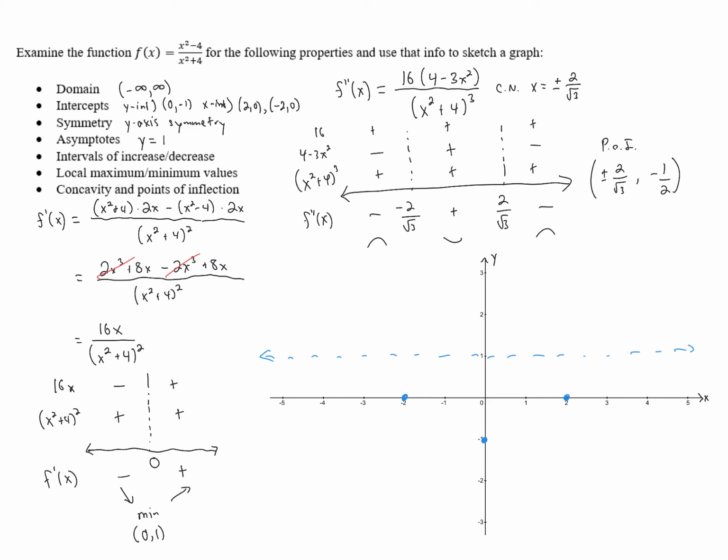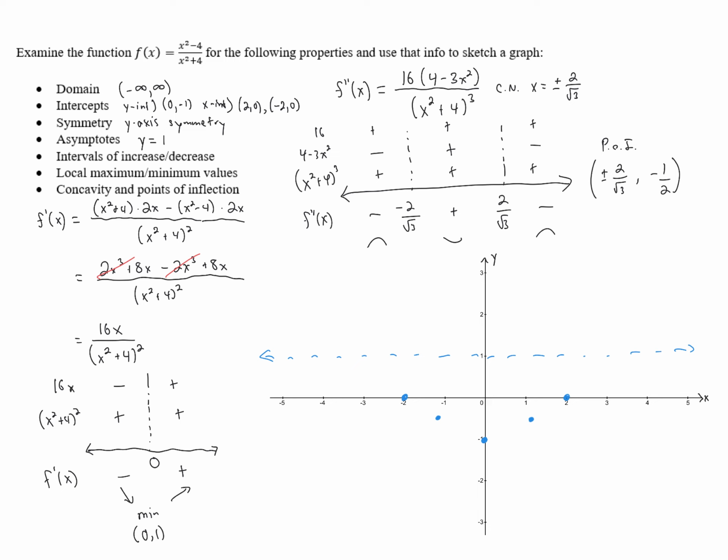2 over root 3 is approximately equal to 1.15. It's a little bit more than 1. So we're going to have a point of inflection at about 1.15, -1/2. So that's going to be right around here. And the same thing with -1.15, -1/2.